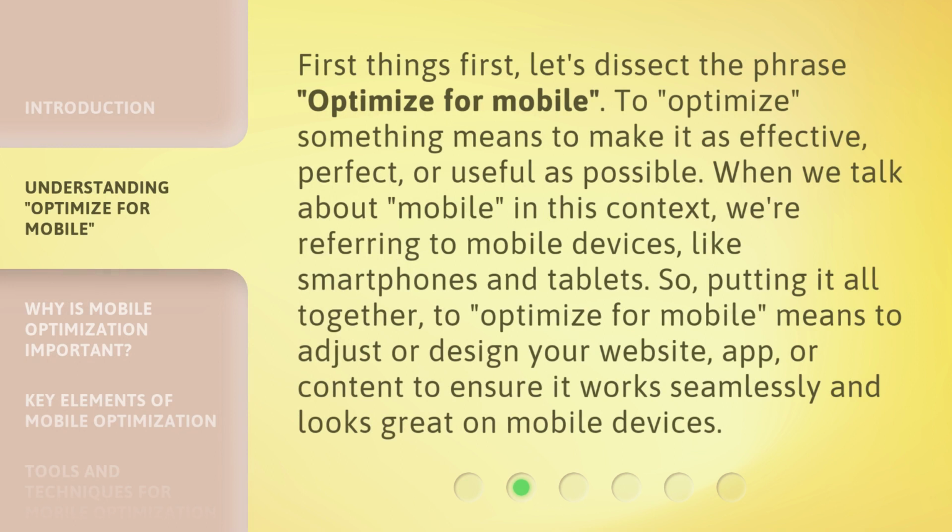First things first, let's dissect the phrase, optimize for mobile. To optimize something means to make it as effective, perfect, or useful as possible. When we talk about mobile, in this context, we're referring to mobile devices like smartphones and tablets. So, putting it all together, to optimize for mobile means to adjust or design your website, app, or content to ensure it works seamlessly and looks great on mobile devices.